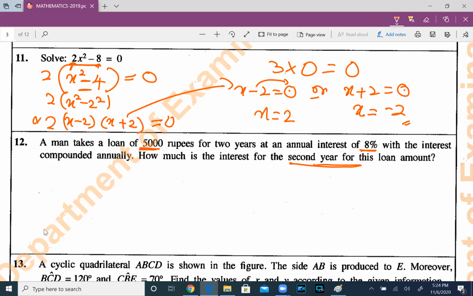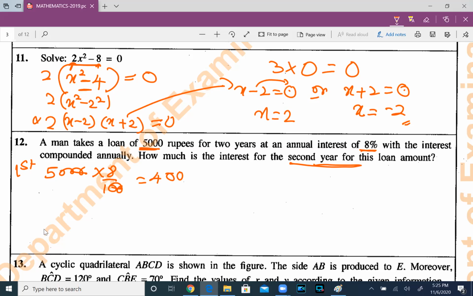So the principal amount is 5,000. The interest for the first year is 5,000 times 8 over 100. So 8% of 5,000 is, cutting these two zeros, 8 times 50, which is 400 rupees. If it were simple interest, it's a difference: first year is 400, second year another 400, third year another 400.